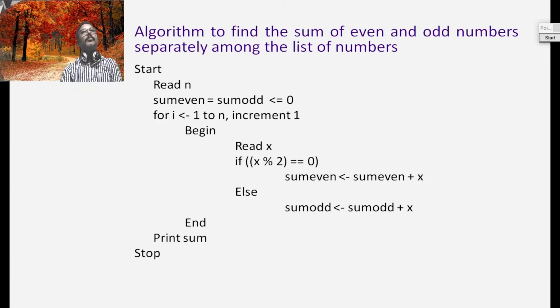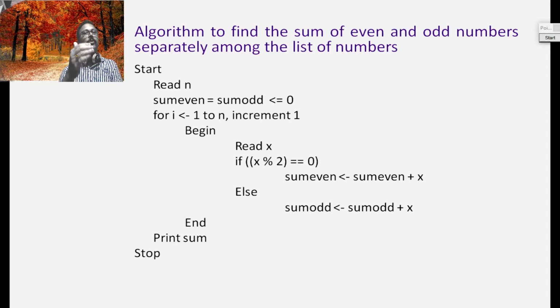Next, an algorithm to find the sum of even and odd numbers separately among a list of numbers. You have to find the sum of even and odd numbers separately. In the previous case, even if there are n numbers, we had only one sum.